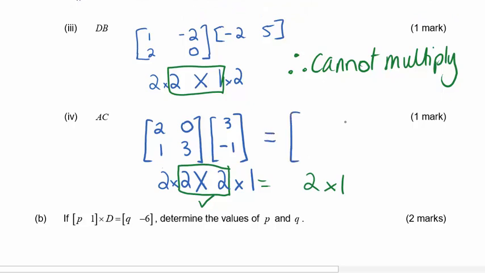So to work out this first element, I've got 2 times 3 is 6, plus 0 times -1, which is just 0, so that's nice. And then to make this lower row, I've got my bottom row multiplied by the column, so 1 times 3 is 3, plus 3 times -1, which is -3, and that's going to give us 6 and 0.